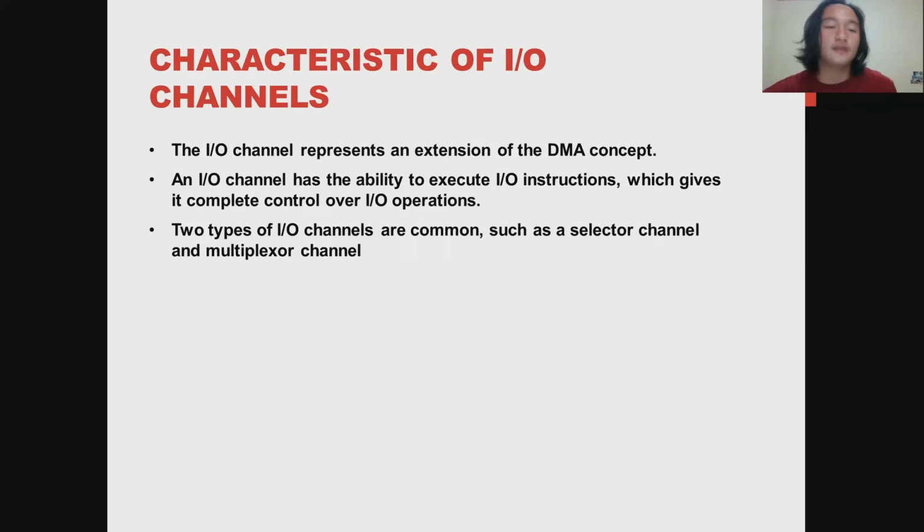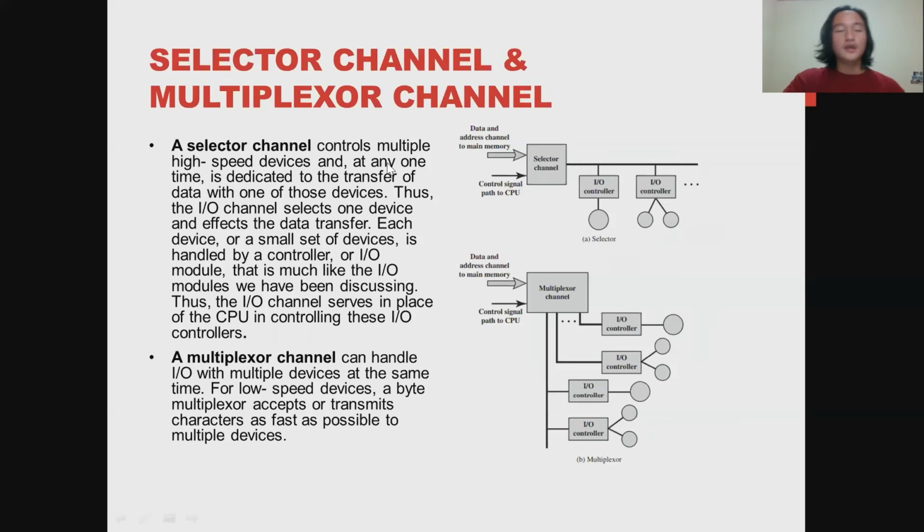Characteristics of input-output channels. The input-output channel represents an extension of the DMA concept. An input-output channel has the ability to execute input-output instructions, which gives it complete control over input-output operations. Two types of input-output channels are common: selector channels and multiplexer channels.